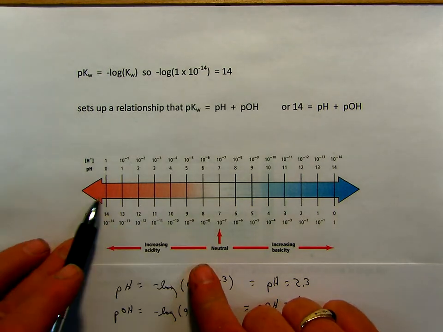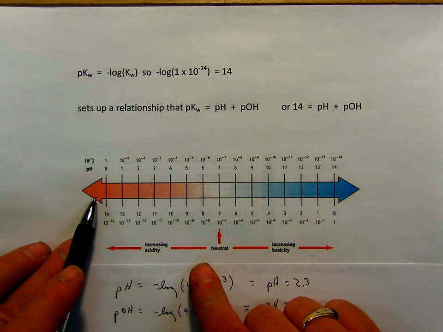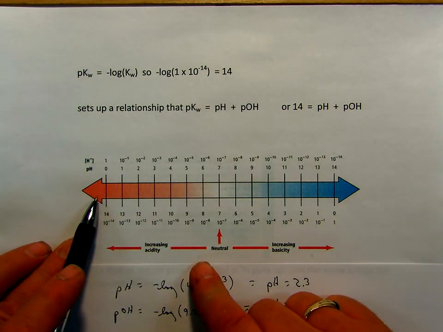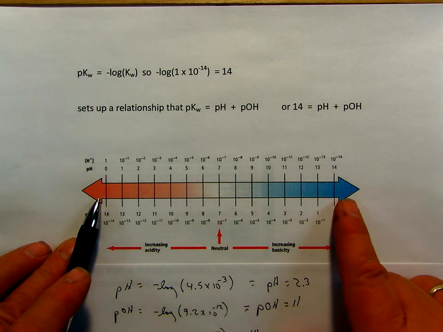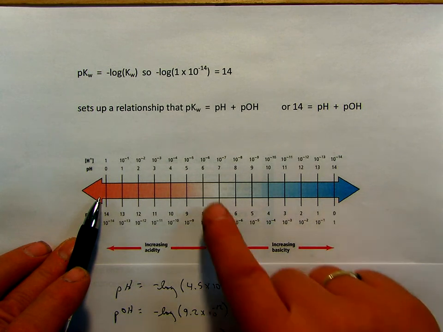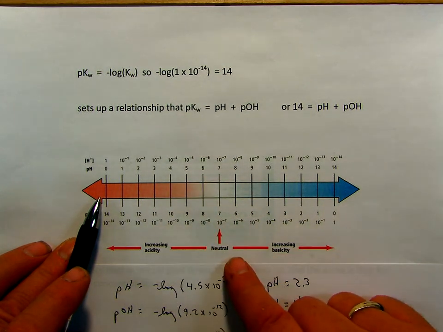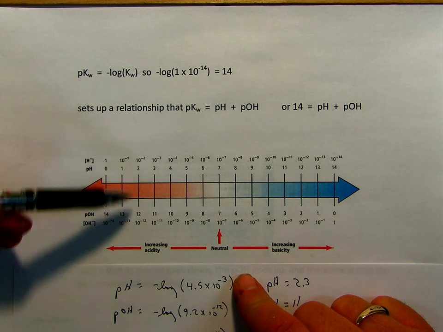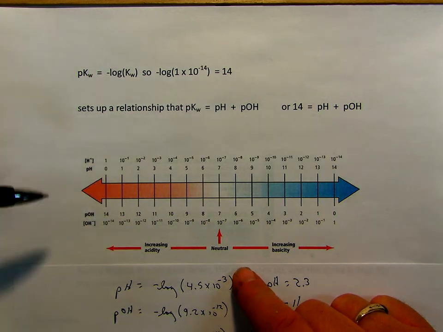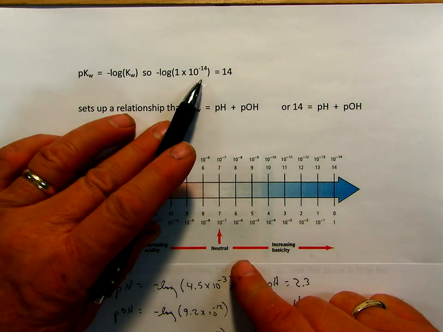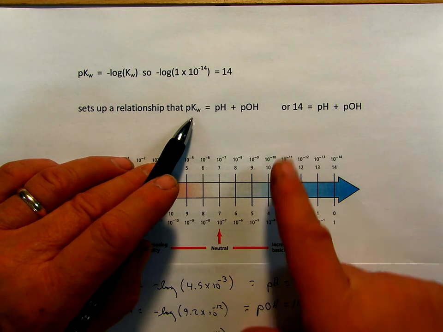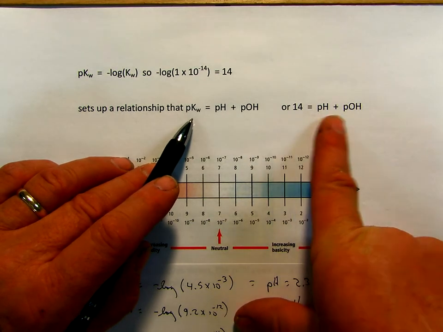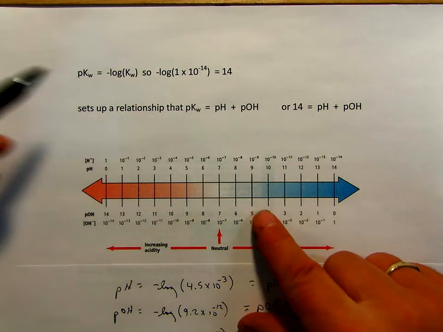We've indicated it with the red on the left-hand side as acids because litmus paper turns red in the presence of acids, and blue on the right because litmus paper turns blue in the presence of a base. But it has both of them in it. No matter what solution, as long as you're doing it in water, you'll have a product of those two concentrations equal to 1 times 10 to the negative 14, which sets us up for 14 is equal to the pH plus the pOH. So you could take that chart and estimate.